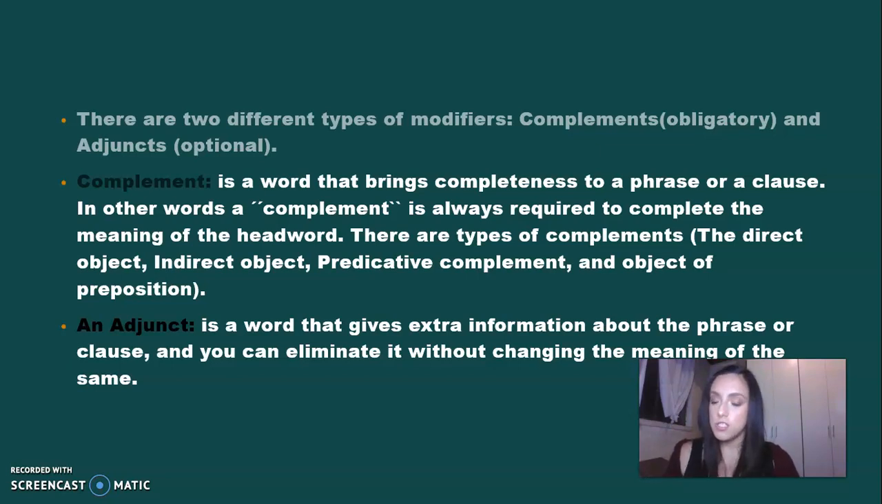Now, an adjunct is a word that gives extra information about the phrase or clause, but we can eliminate this one without changing the meaning of the phrase. For instance, if I said, "She is nice at church," here the adjunct is "at church" because it's giving me extra information about where she is nice. I just could say, "She is nice," but with the adjunct, I am getting more information.